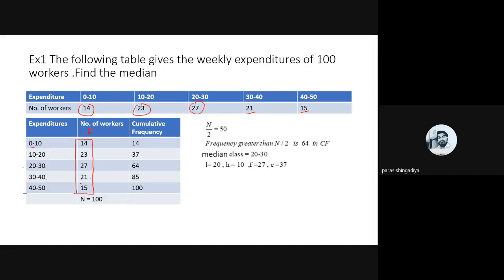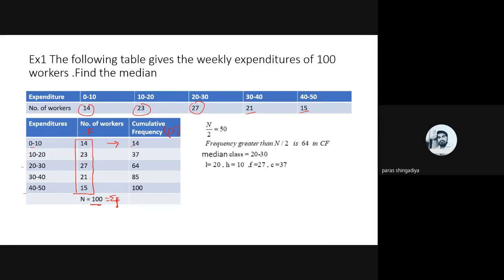So the total of this frequency will be 100. That is our N, or otherwise you can also say it is sigma f. Clear? Now check the cumulative frequency, CF. The answer of CF will be, consider 14 as it is here.